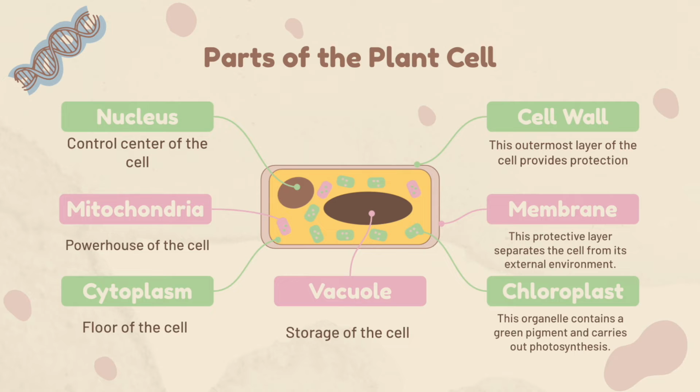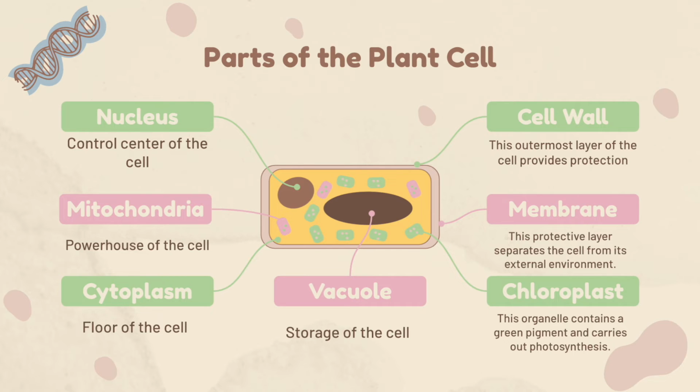Next, we have the mitochondria. Definitely a tricky word to say. The mitochondria is like the powerhouse of the cell, meaning it creates energy for the cell to live off of and do basic functions. Next, we have the cytoplasm, which is like a slime substance in the cell, which holds everything in its place. The vacuole is a storage area in the cell. It's kind of like a mini garage in it.